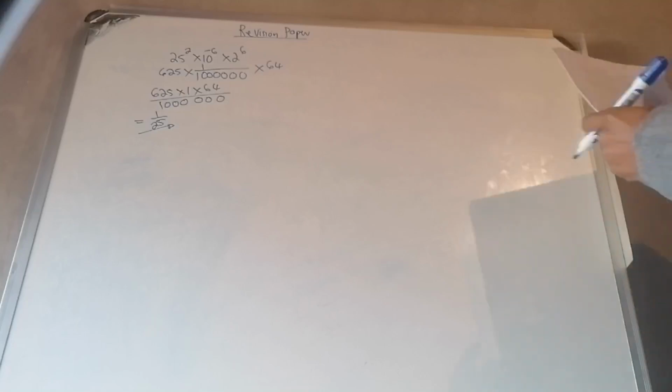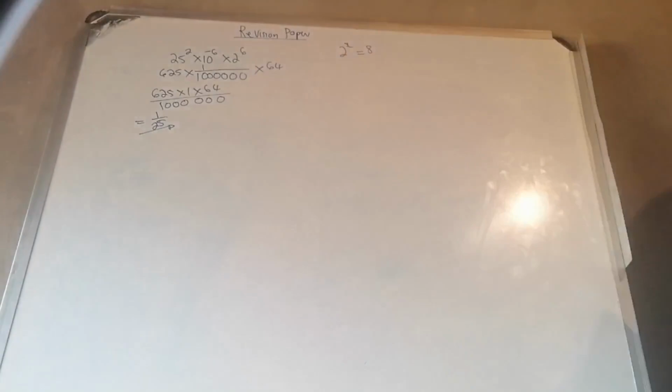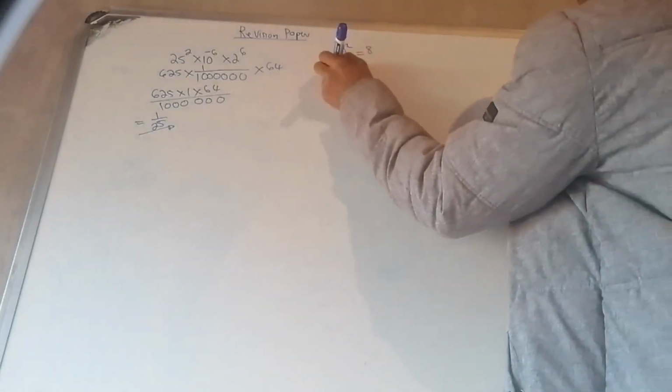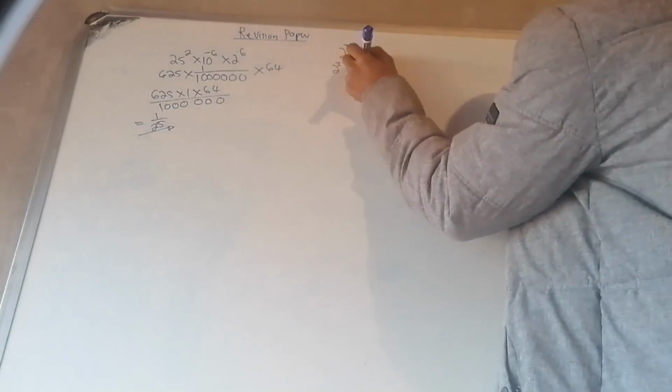Solve for x: 2 to the exponent x equals 8. Remember, we want the same base on the left and the right. 8 can be written as 2 to the exponent 3.